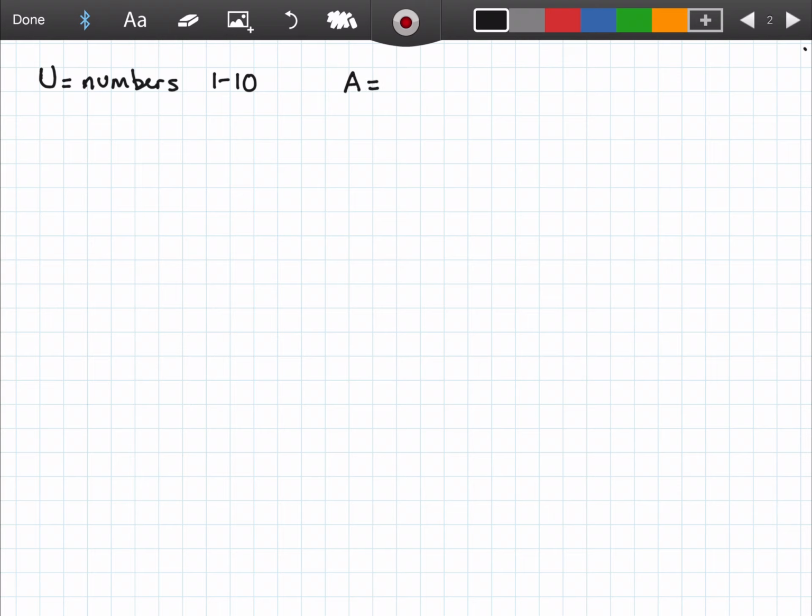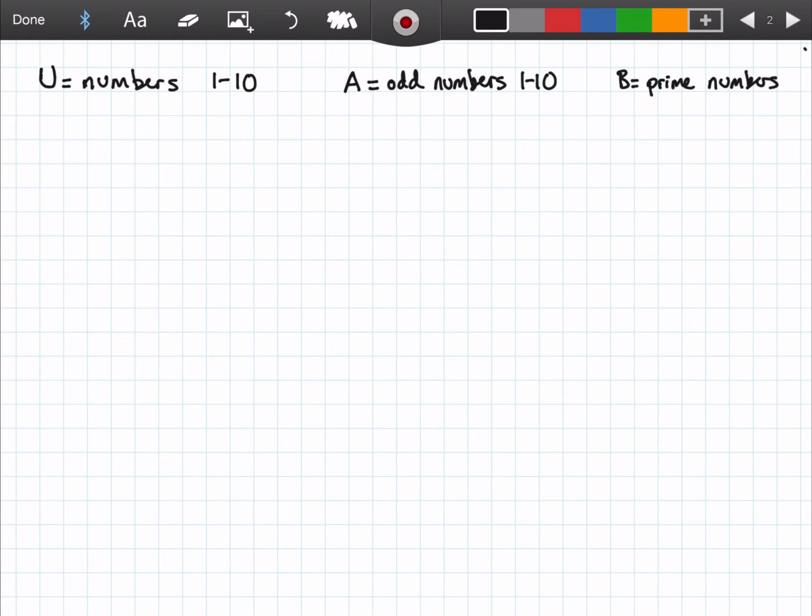We're going to have set A be odd numbers 1 through 10. And we're going to have set B be prime numbers 1 through 10. So if we wanted, we could list all of those out, which, if occasion calls for it, we will. But for right now, we're not going to worry about it.